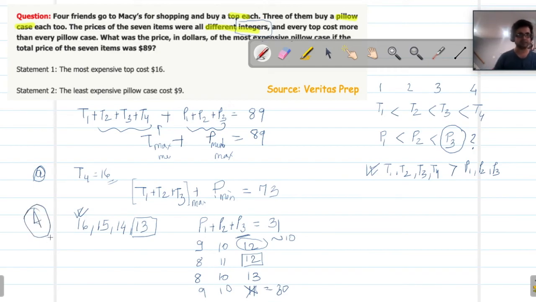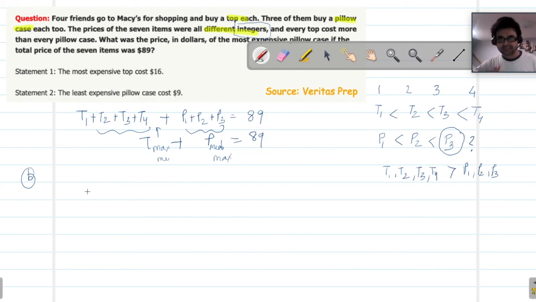Let's look into statement number B. In statement B, we are given that the least expensive pillow, which means this P1, is given to be $9. P2 plus P3 would be 80 because I took out 9 from the sum. This is given. How many quantities are this? About 6 quantities. If these are 6 quantities and the sum of these quantities is 80, their average is going to be about 13. So we know these quantities hover around 13. They could of course be more or less than 13.